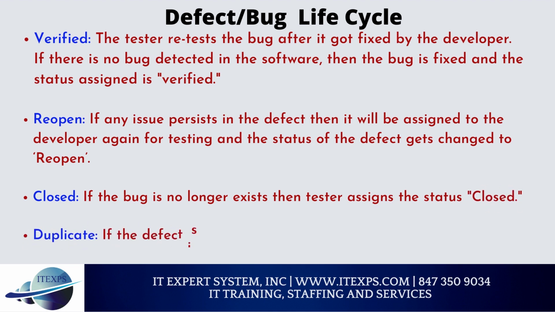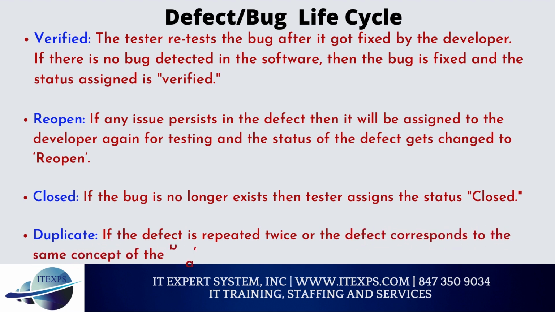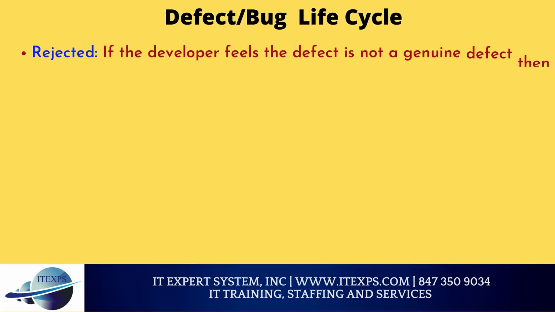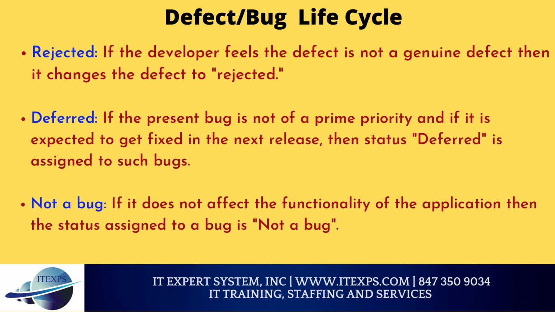Duplicate. If the defect is repeated twice or the defect corresponds to the same concept of the bug, the status is changed to duplicate. Rejected. If the developer feels the defect is not a genuine defect, then it changes the defect to rejected. Deferred. If the present bug is not of a prime priority and if it is expected to get fixed in the next release, then status deferred is assigned to such bugs. Not a bug. If it does not affect the functionality of the application, then the status assigned to the bug is not a bug.